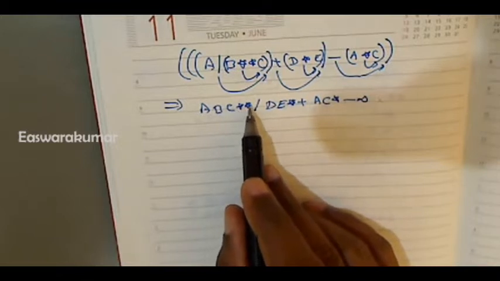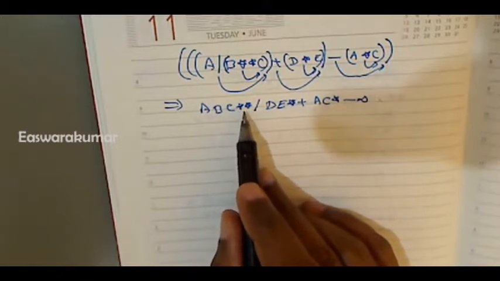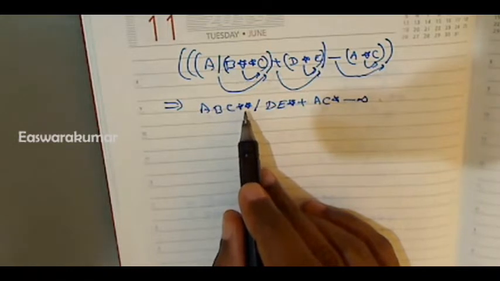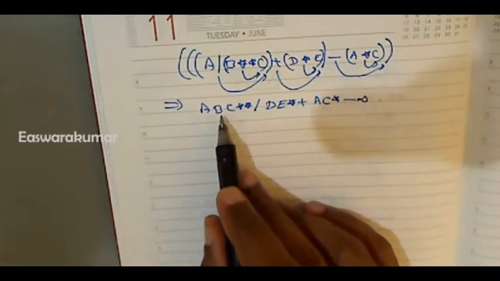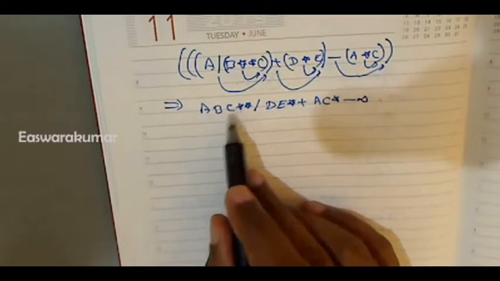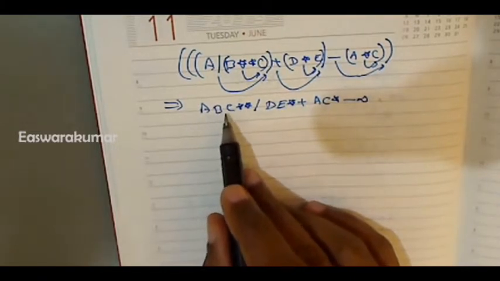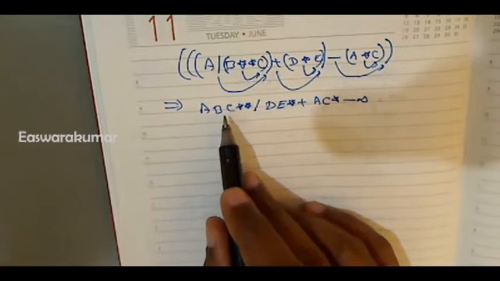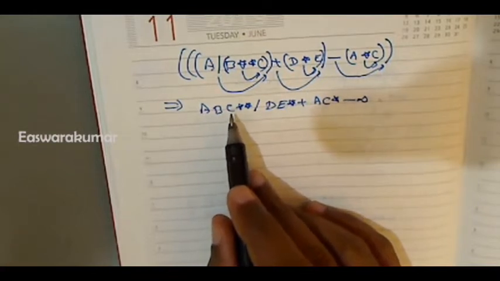Whenever I get the star star, this is a binary operator, and again I need two operands. What are the two operands? The two operands appearing just left to that: B and C. So I have to get B and C, then I can evaluate B star star C.